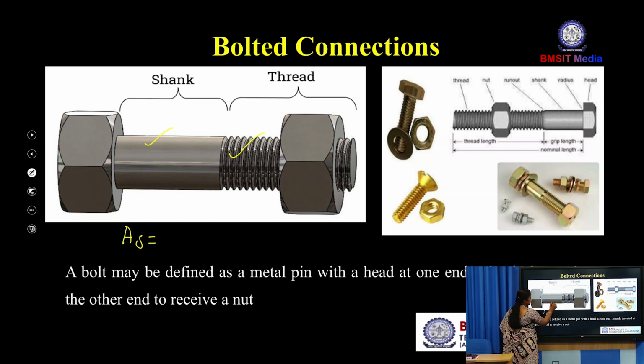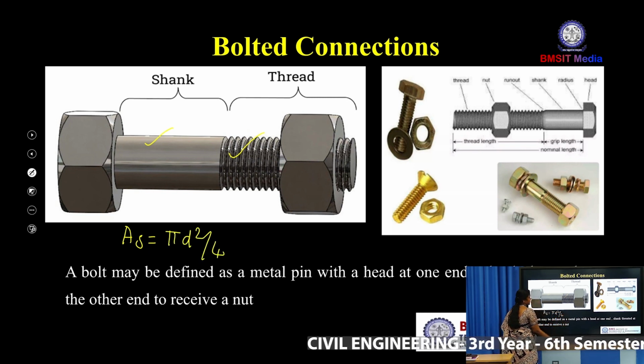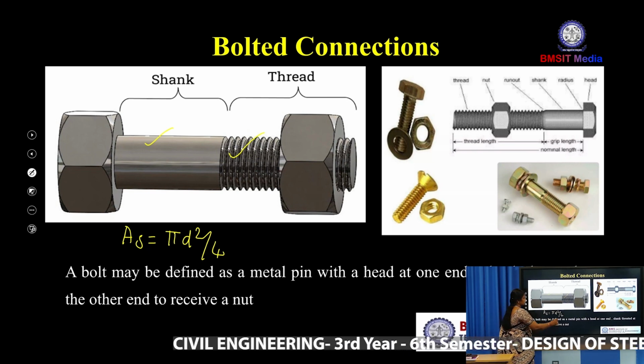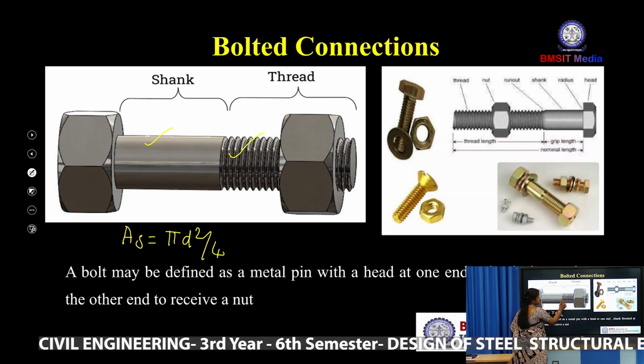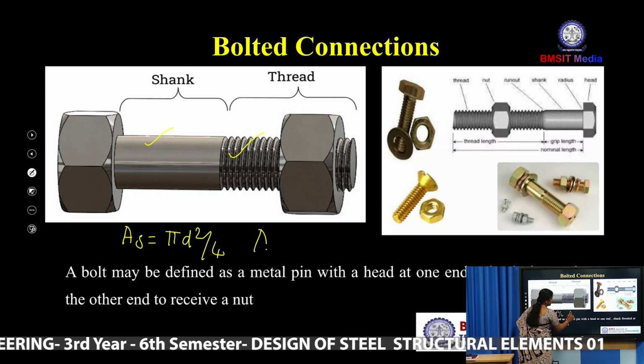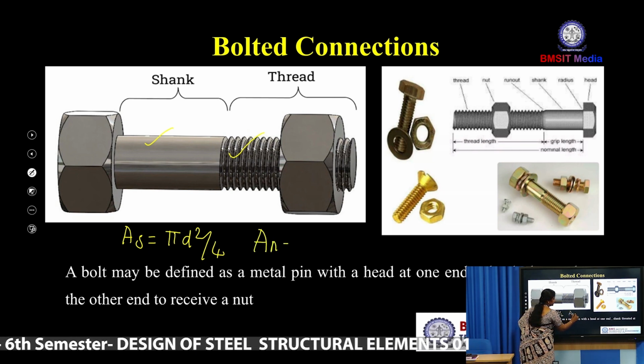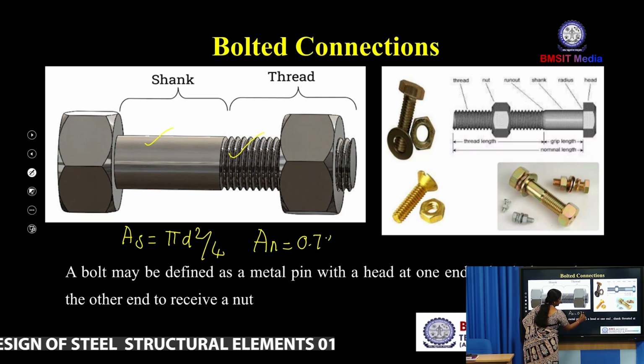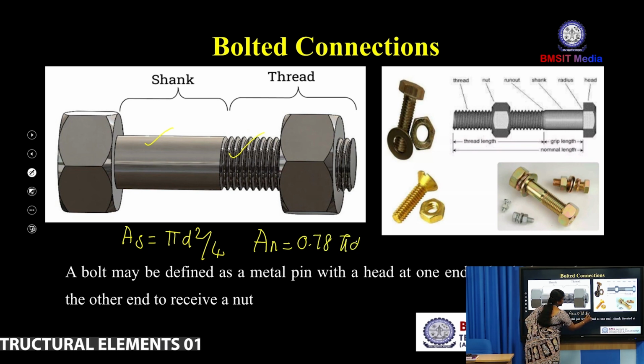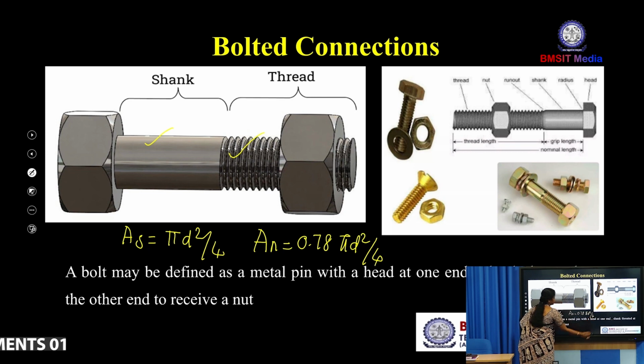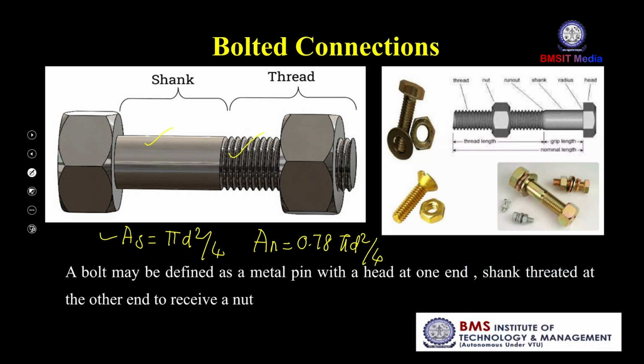This shape is circular. So the area of the shank portion equals pi d squared divided by 4. As per the IS code, the area of the threaded portion can be calculated as AN equal to 0.78 times pi d squared divided by 4. So the area of the shank equals pi d squared divided by 4, and the area of the threaded portion equals 0.78 times pi d squared by 4.